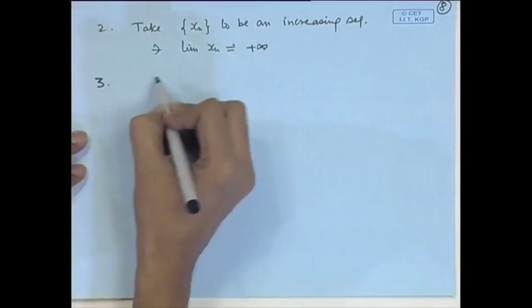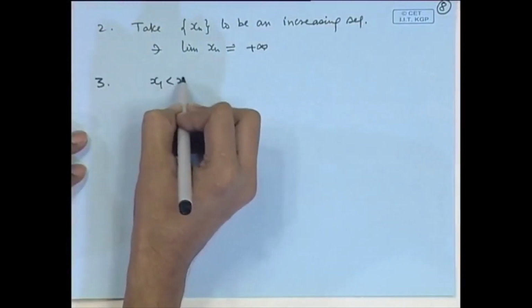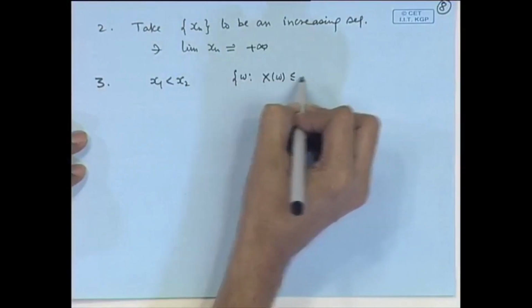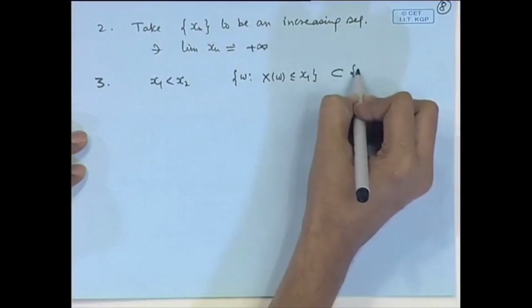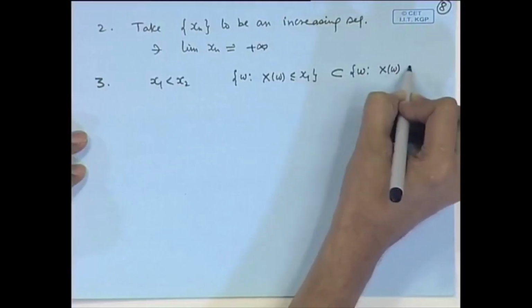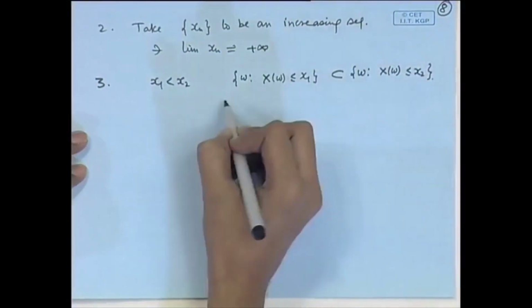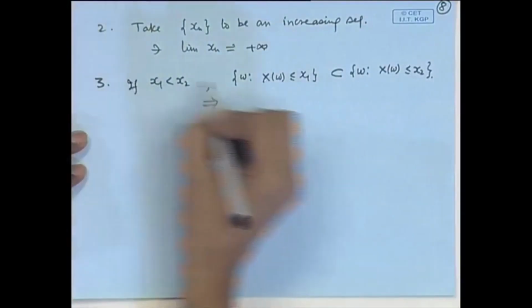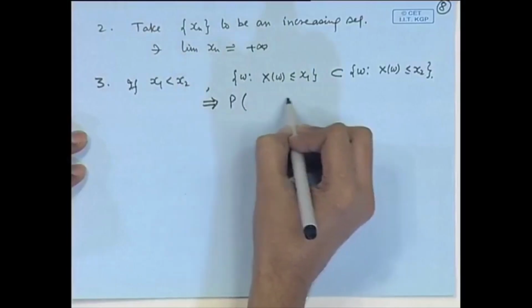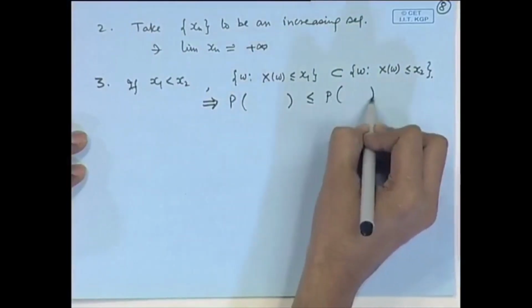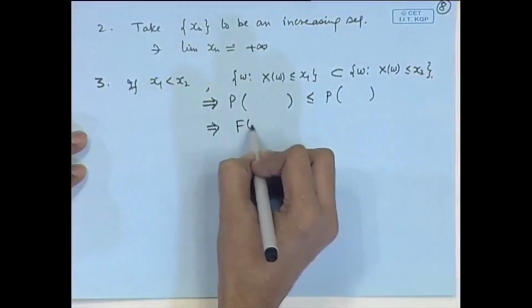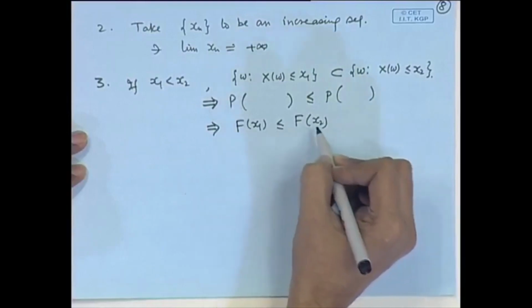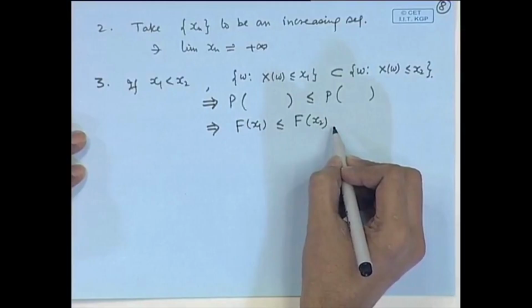To prove the third property, if I have x 1 less than x 2, then the set of omega such that X of omega is less than or equal to x 1 will be a subset of the set of all those omega such that X of omega is less than or equal to x 2. So, by monotonicity of the probability function, probability of this set will be less than or equal to probability of this set, which is equivalent to saying that F of x 1 is less than or equal to F of x 2. So, the cumulative distribution function is a non decreasing function.